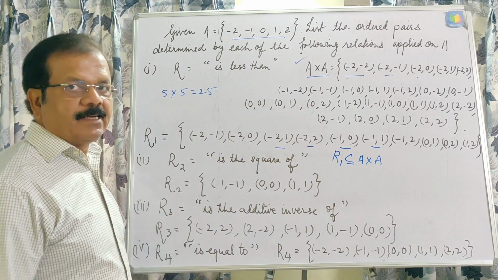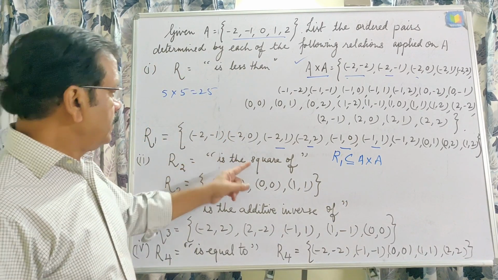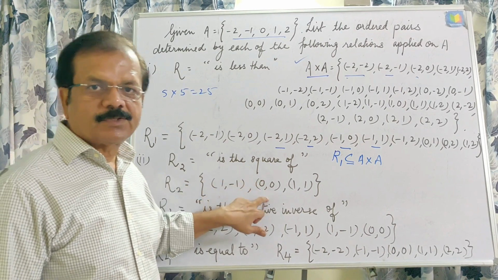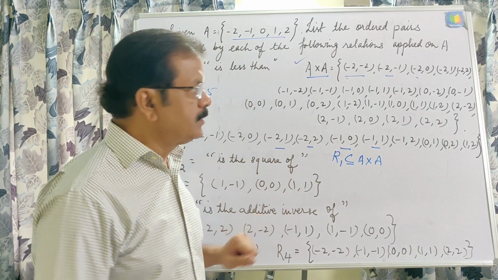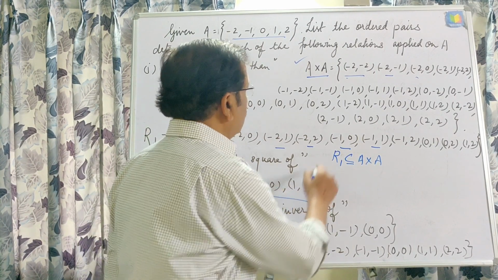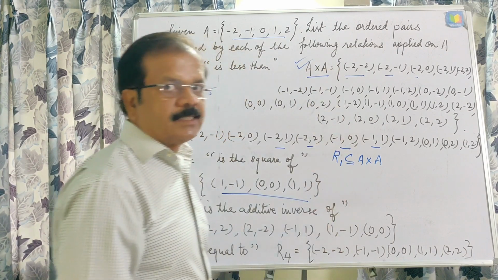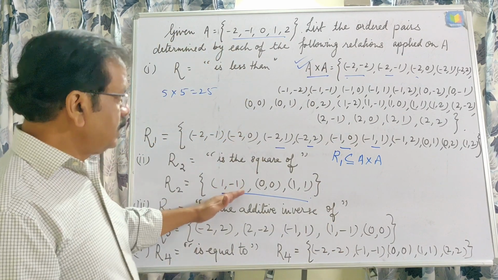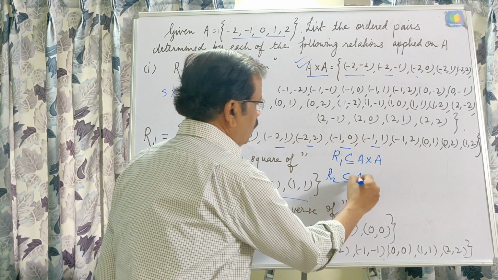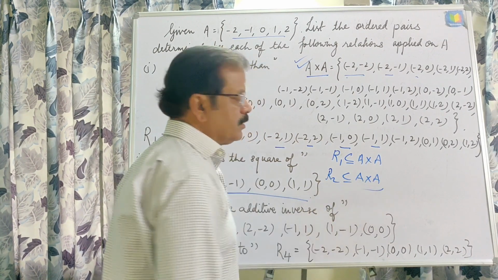In the same way, the second relation, that is the square of, here 1 is the square of -1, 0 is the square of 0, and 1 is the square of 1, and this way we are getting these three ordered pairs from this Cartesian product. Okay, and this also belongs to it, so R2 is also a subset of the Cartesian product A cross A.